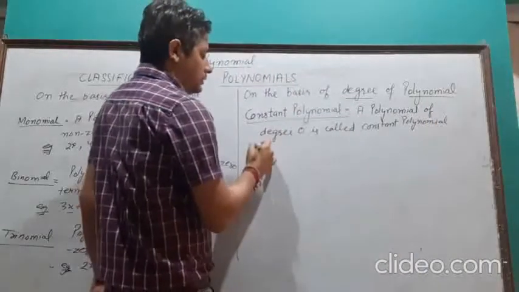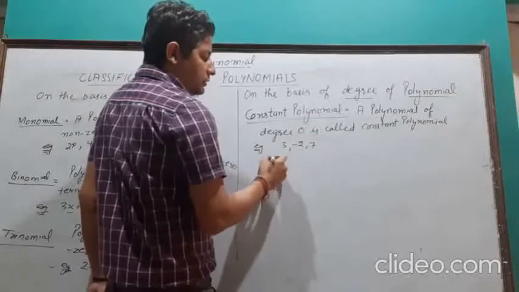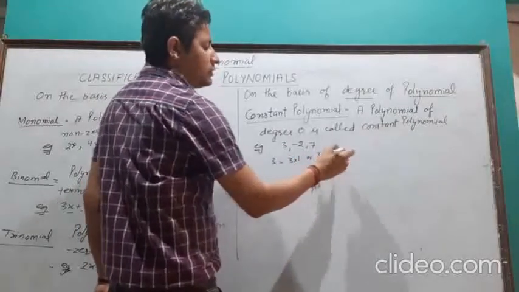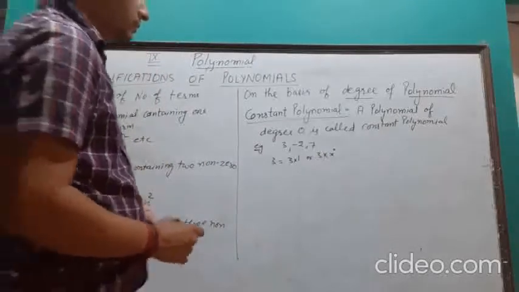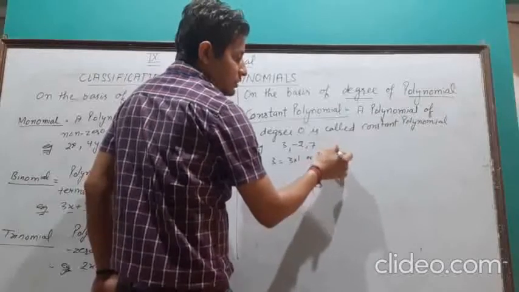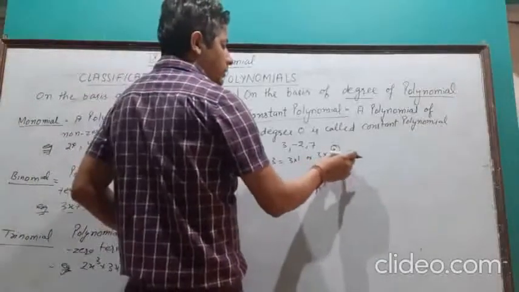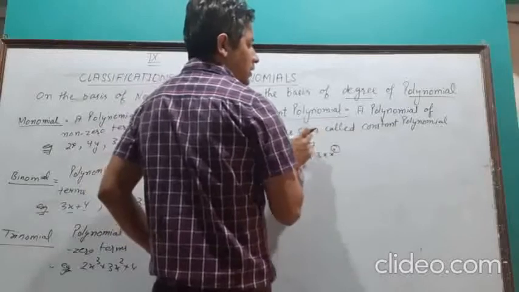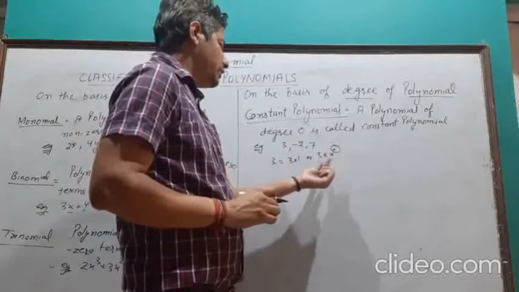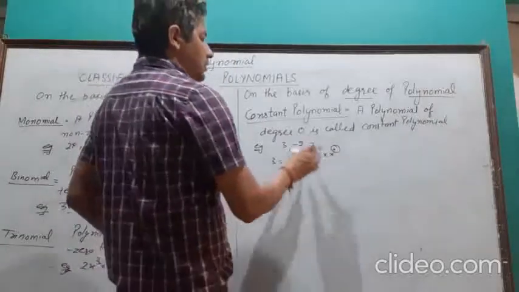For example, 3, minus 2, 7. If we write 3 as 3 into 1, or 3 into x raised to power 0, we observe here the exponent of x is 0, meaning the power of the variable is 0. If the power of the variable is 0, then it is a constant polynomial, because here the degree of this polynomial 3 is 0. So it is a constant polynomial.